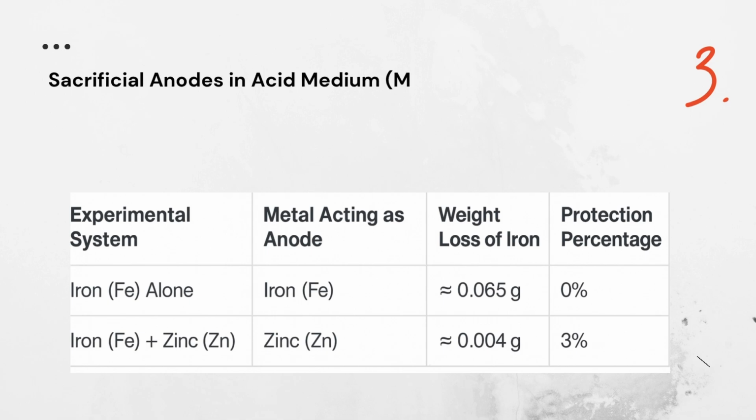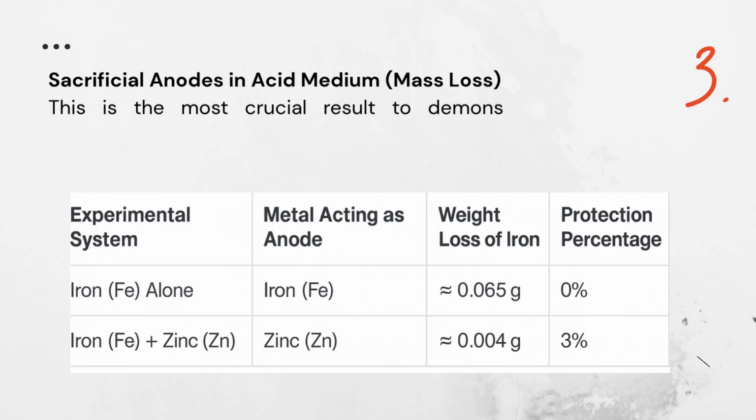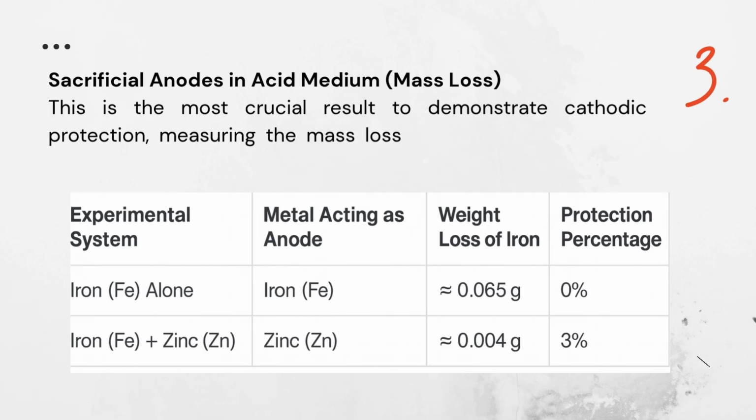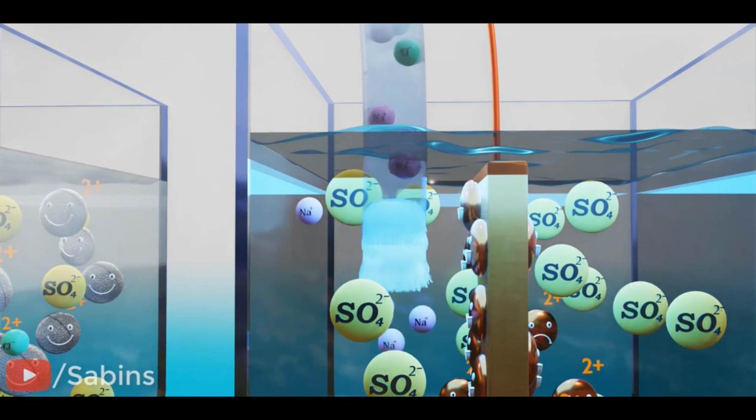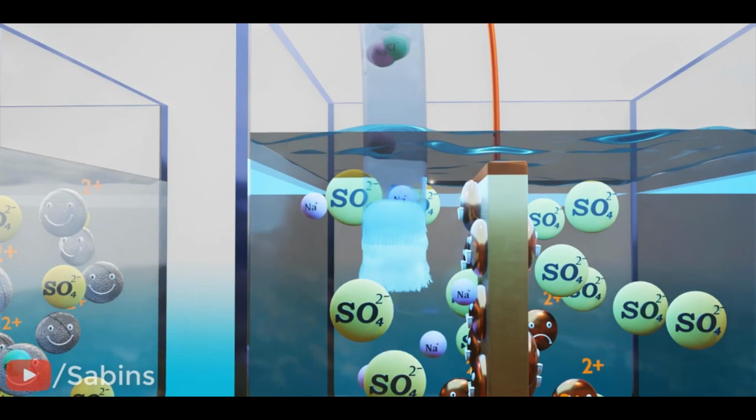Protection by sacrificial anode. Working in an acidic medium where corrosion is accelerated, we compare the mass loss of the iron alone versus iron coupled with zinc. Table 3 is conclusive. Unprotected iron lost approximately 0.065 grams. When coupled to zinc, the mass loss of iron dropped to 0.004 grams. This represents a protection efficiency greater than 94%.